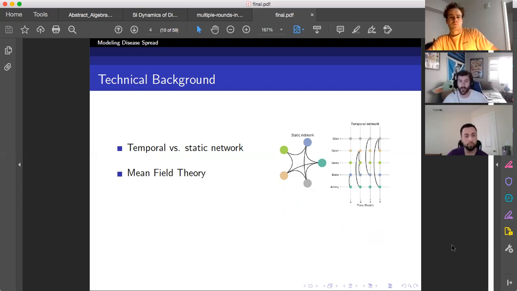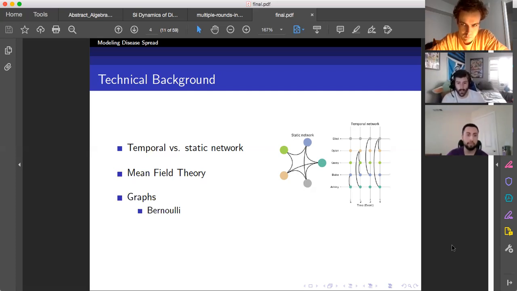And then we're going to be using mean field theory as well, specifically in my first model, which I'm going to discuss. Mean field theory is an approximation of a more complicated model. And we're going to be using approximations of the change of infected over time in order to progress. And then next are the two graphs we're going to be using. The first graph is a Bernoulli graph. In this specific Bernoulli graph, each node has a similar number of connections per each time step. So there isn't a dramatic increase in connections.